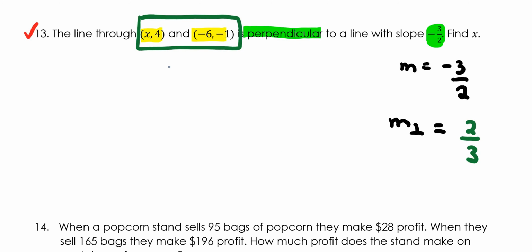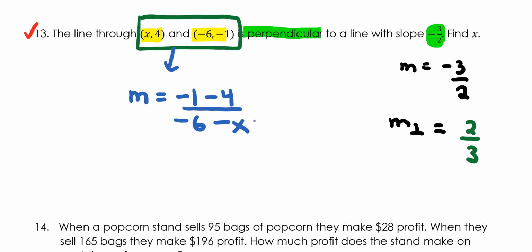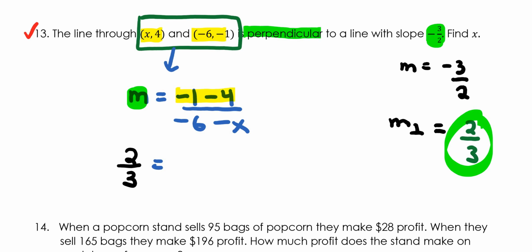Okay, so how do I set up the slope equation here? Well, it's going to be m equals y2, which is -1 minus 4 divided by -6 minus x. All right, so you set up your slope formula for those coordinates, and then you let this slope now be equal to 2/3. All right, so 2/3 equals, okay, what is -1 minus 4? Well, -1 minus 4 is going to be -5, and the denominator is going to be -6 minus x.